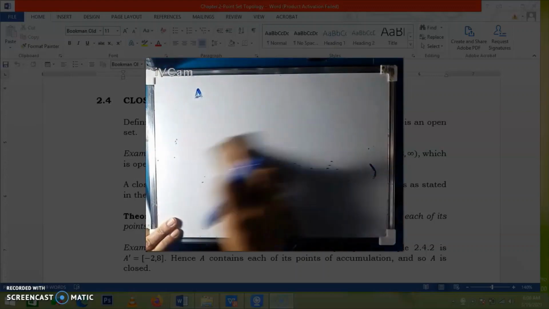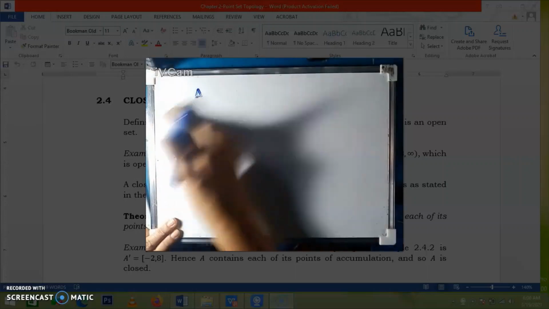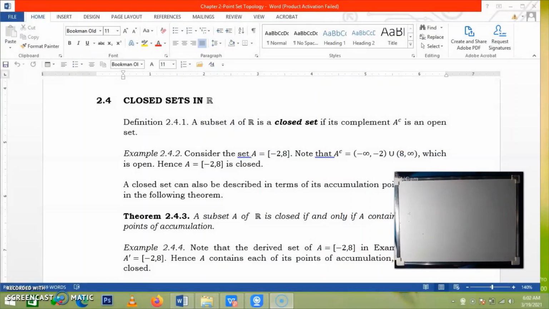So we can now define closed set in terms of complement and open set. So we have here the definition of closed set. A subset A of R is closed if its complement, we have here the notation, is an open set.